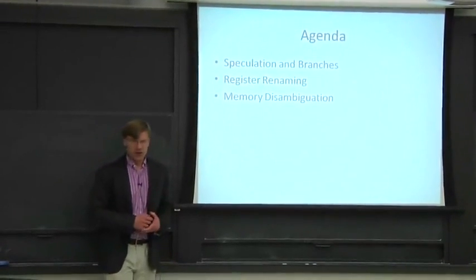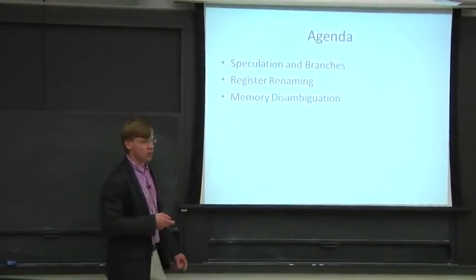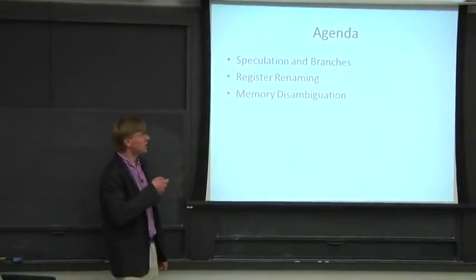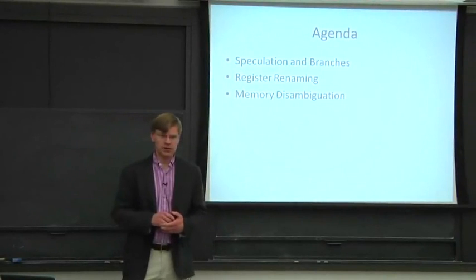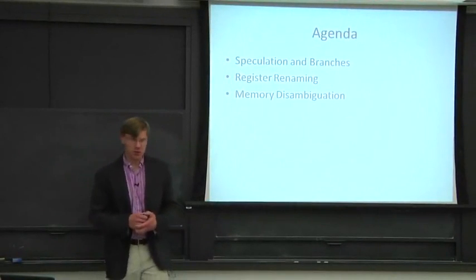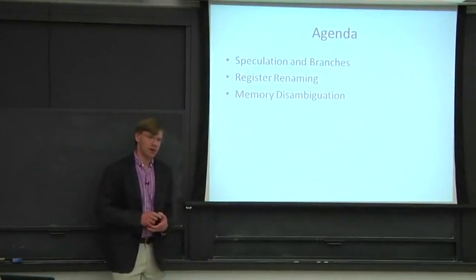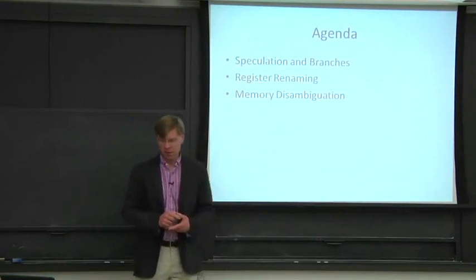So let's start off. A little bit about what we're doing today. We're going to talk about speculation and branches. As I said, we're going to review that, and then answer the question we had last time about what happens to the reorder buffer when you have a speculative branch and what are good strategies there.